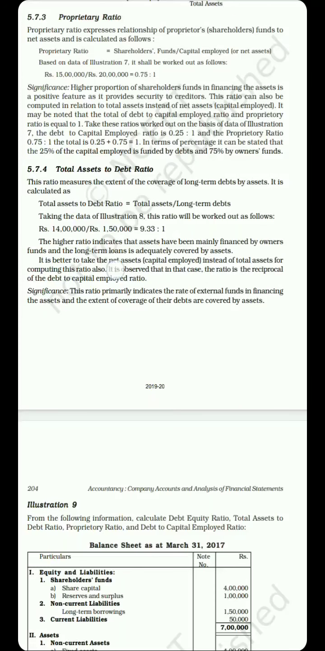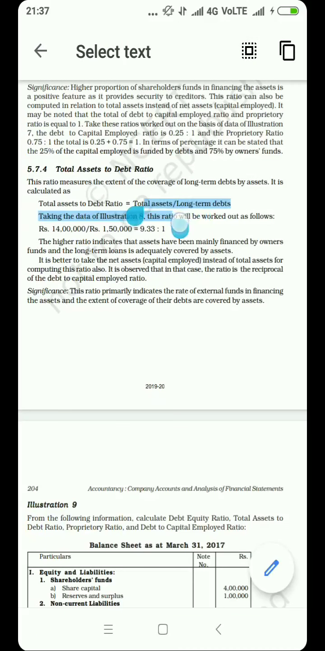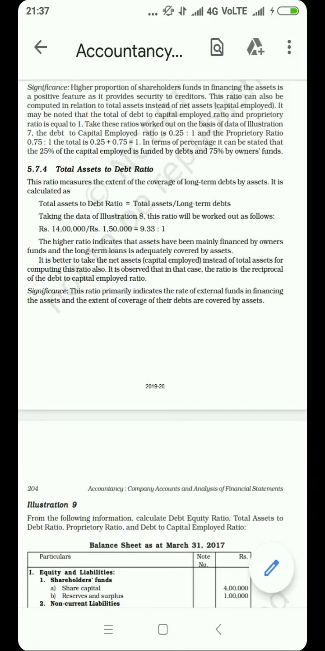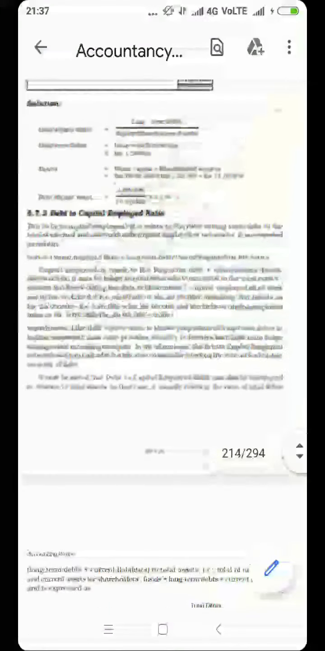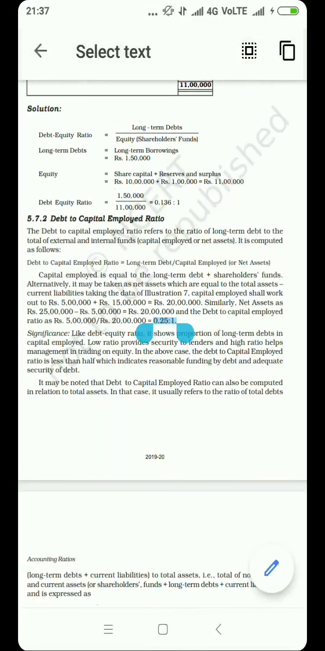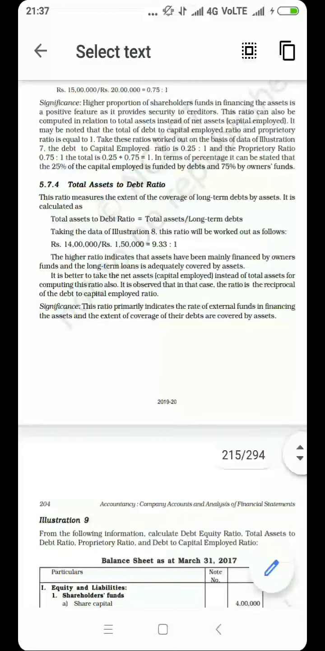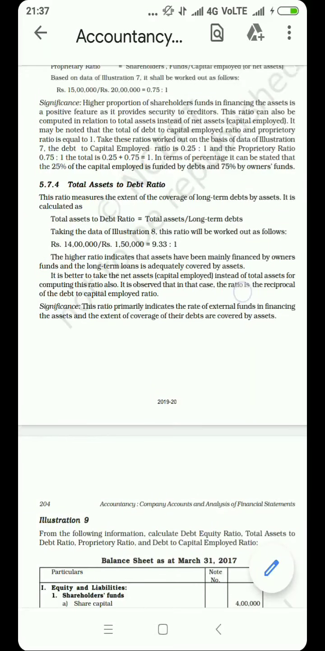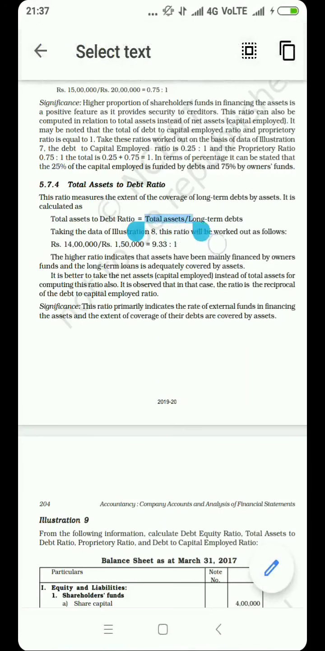Okay. What they say is that instead of total assets, from total assets you can subtract the current liabilities. So if you take only total assets minus current liabilities divided by long-term debts, this is the reciprocal of debt to capital employed ratio. What is debt to capital employed ratio? Here, if you get 0.25 is to 1, there the answer is 1 is to 0.25. Now again you will get confused. You stick only to this formula. Okay.